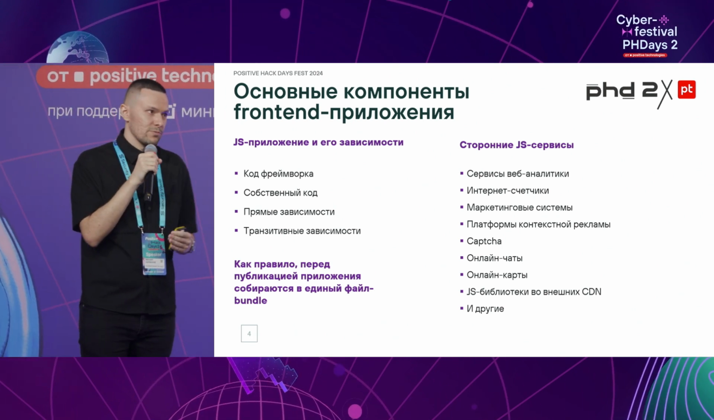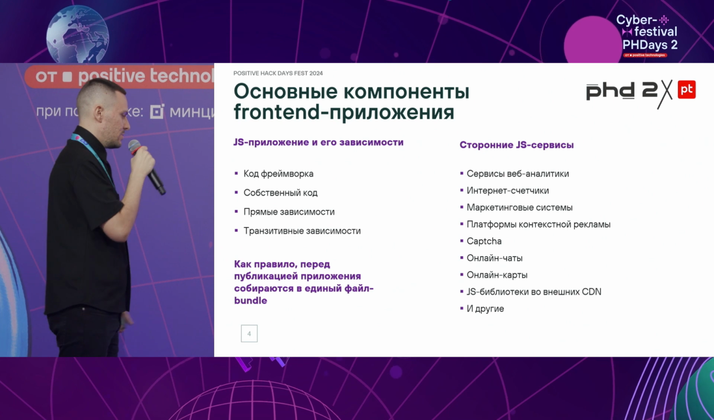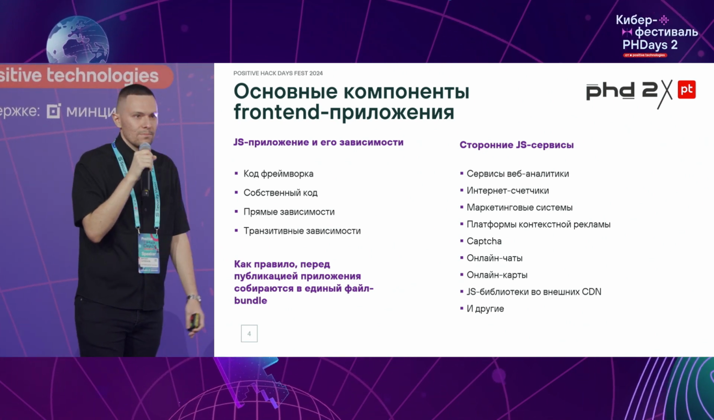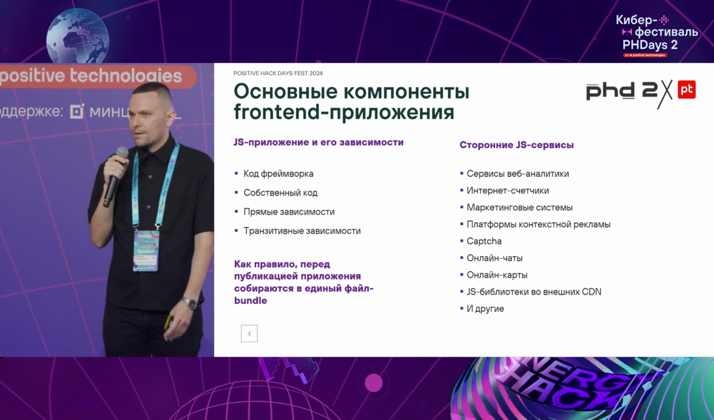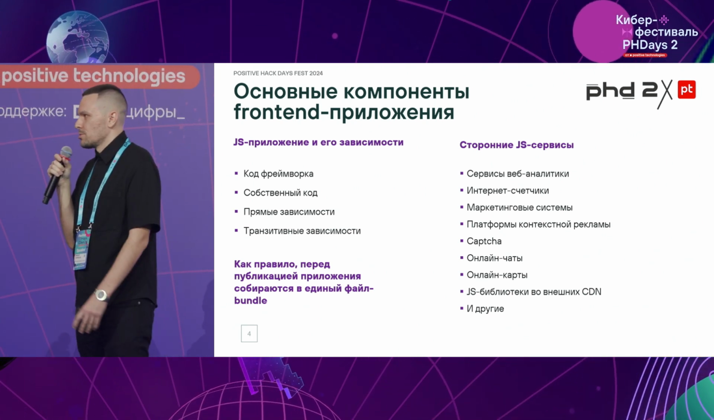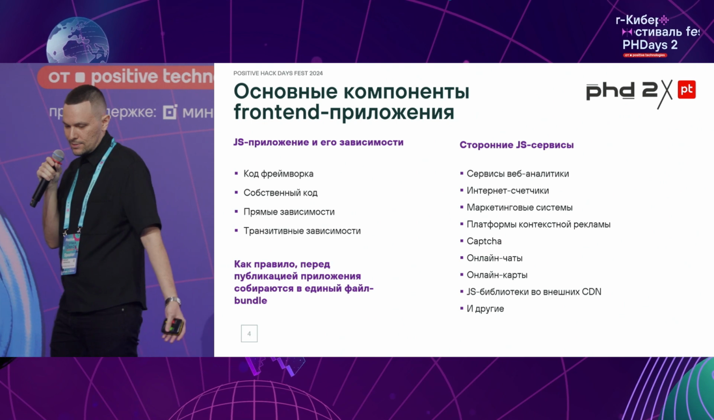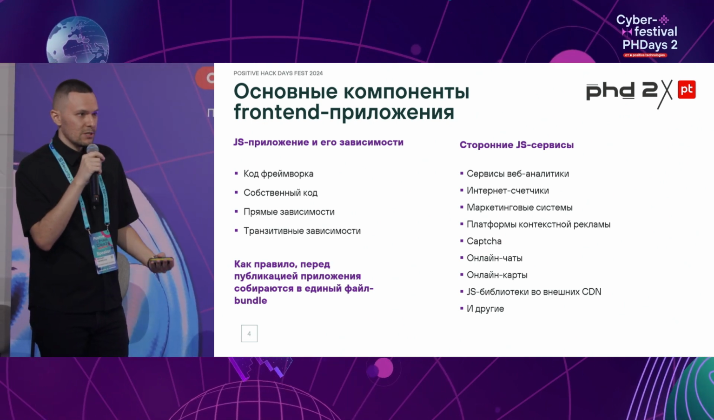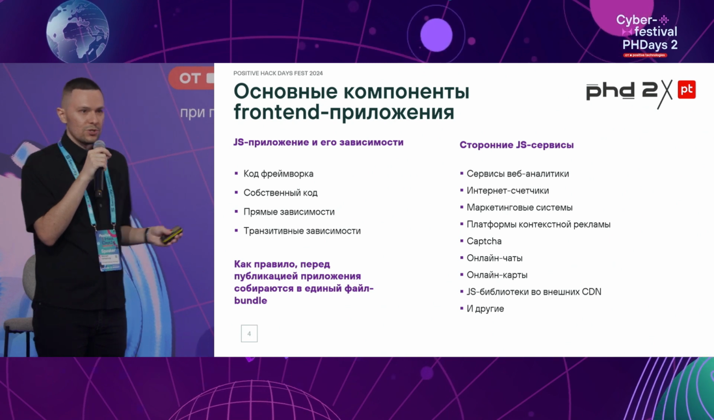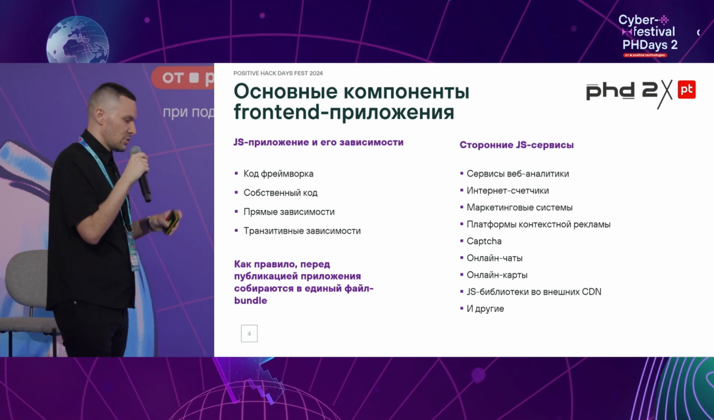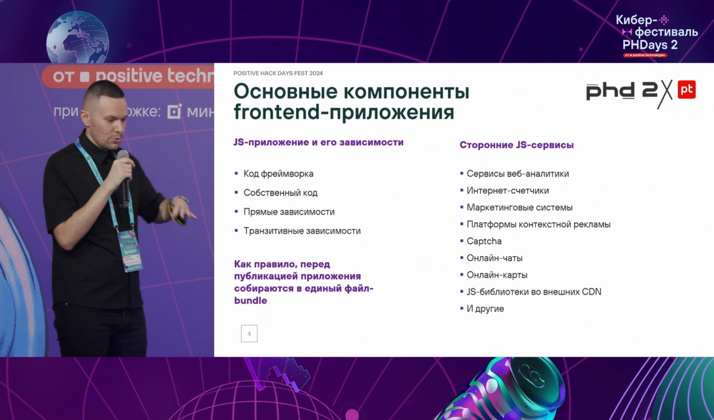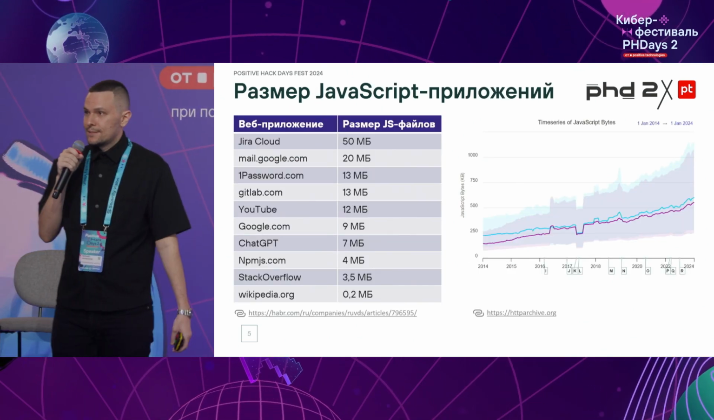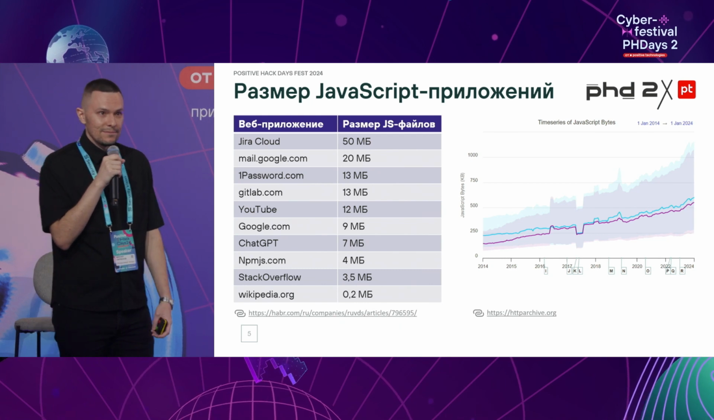This is when the user is trying to open a page. And second, these are third-party JS services. These can be internet analytics, web analytics, internet counters, marketing systems, captcha services, online chats, online maps, etc. In this category, I put all external libraries living in external CDNs, because these live outside of our controlled area.